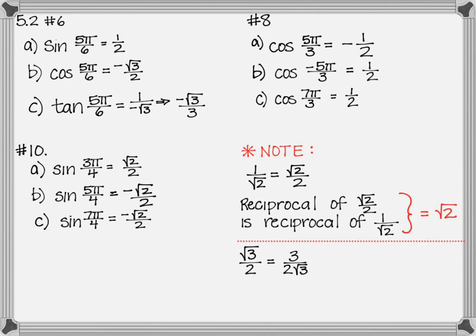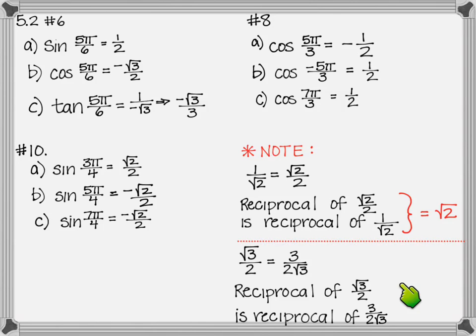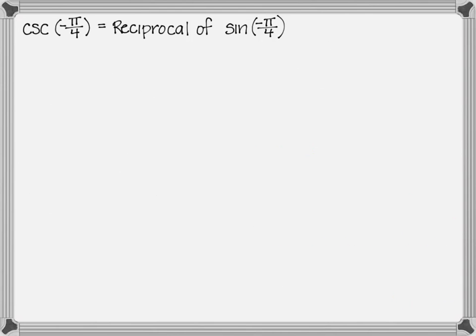The only reason I say that is because we're going to be dealing with some reciprocals. When I ask for the reciprocal of root 3 over 2, it's asking for the same thing as the reciprocal of 3 over 2 root 3. Now you've put the radical in the denominator, so when you do the reciprocal, you're going to get 2 root 3 over 3. These are just things to remember about numbers, because let's look at this problem here.